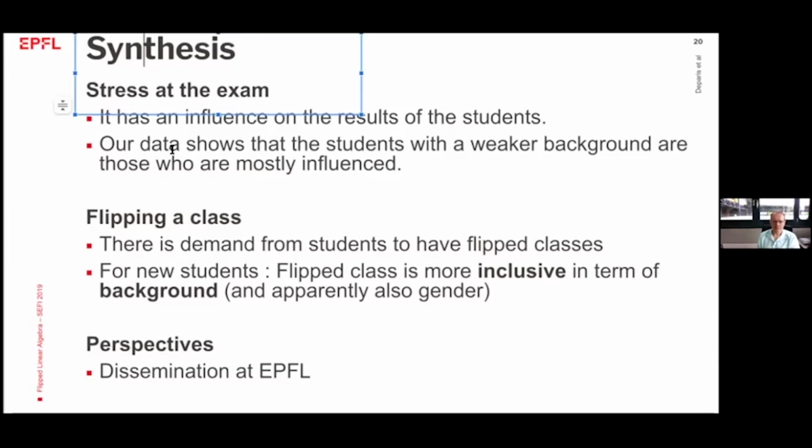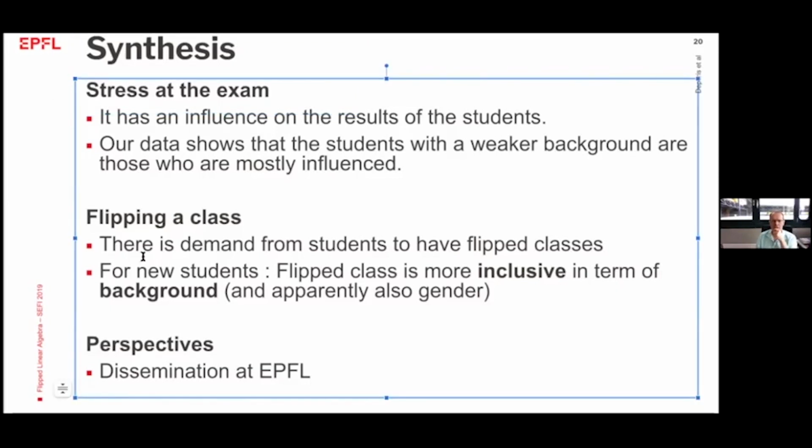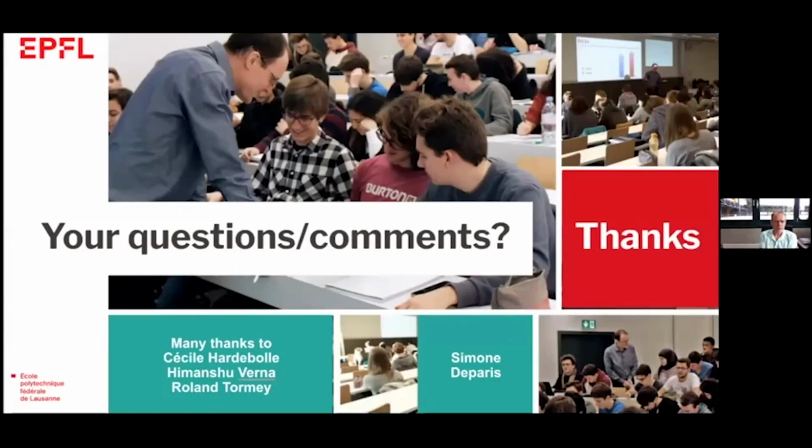And then flipping a class, well, first there is a demand from the students. That was also a conclusion that we had in our study. But if we look at new students, flipping a class is more inclusive in terms of background and apparently also on gender. Okay, I think I finished. I don't know if Cécile, Himanshu, Roland want to add something. And of course, we are all here for questions.